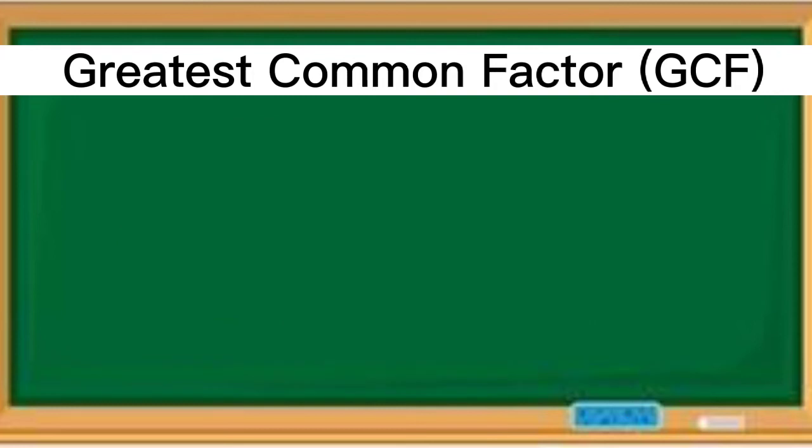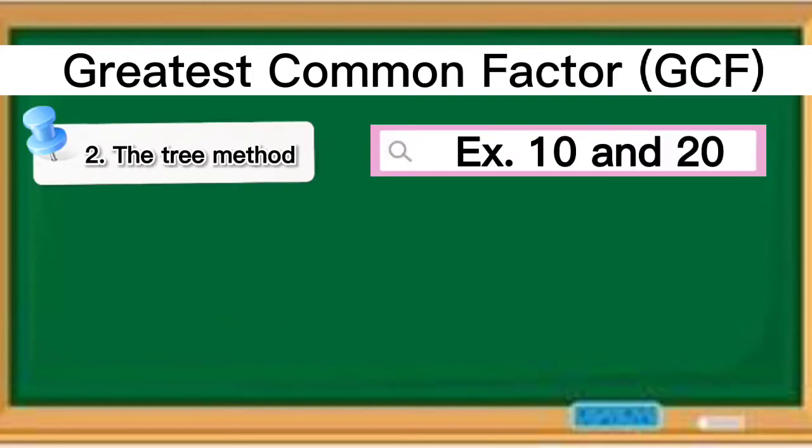We will use the same problem so that our learning is continuous. The problem is to find the greatest common factor using the tree method. Are you ready? I guess you are ready. First exercise is 10 and 20.